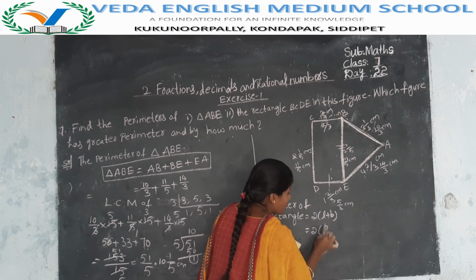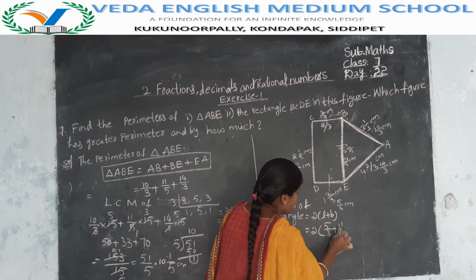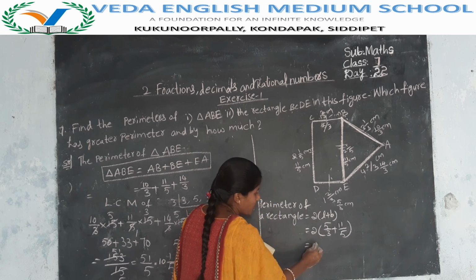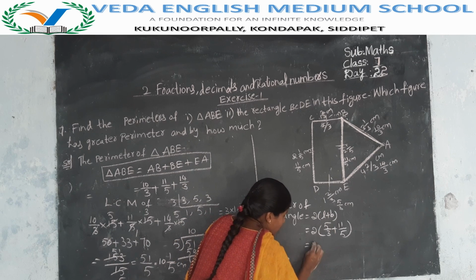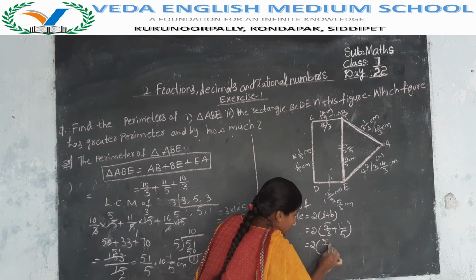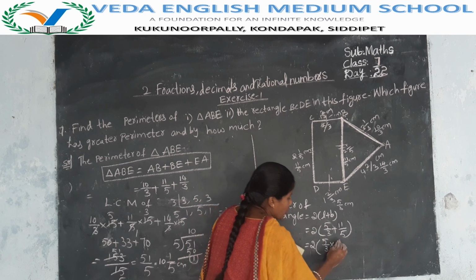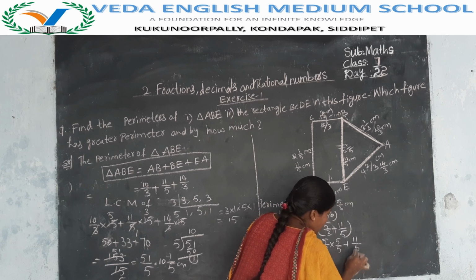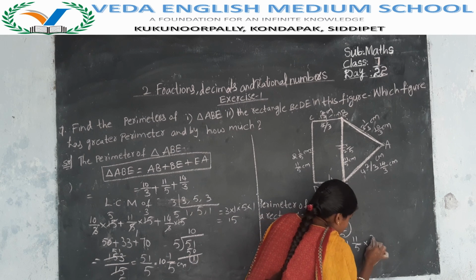Length is 5 by 3 plus 11 by 5. So 2 into (5 by 3 plus 11 by 5). Both are unlike fractions. Convert unlike fractions into like fractions. Write the 2 as it is. Multiply the first fraction with the second fraction's denominator, 5 by 5, plus 11 by 5, multiplied with the first fraction's denominator, 3 by 3.